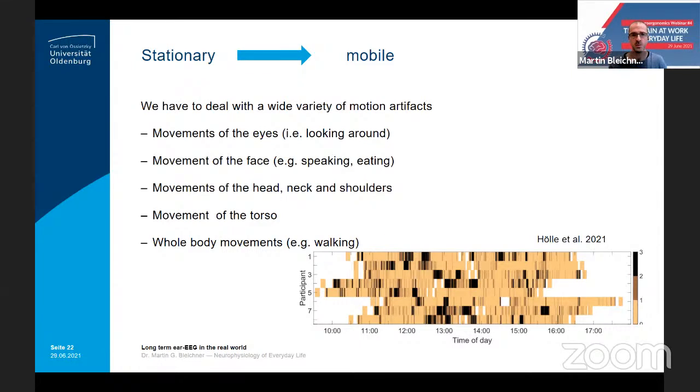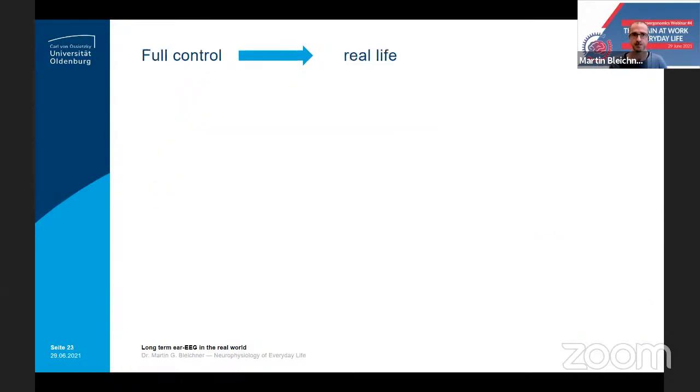So what we need to focus on, I think, is artifacts originating from face or head movements, from neck muscles when we tense up, when we get stressed, and so on. Furthermore, the second transition is that in the lab, we have full control over everything, as we have already heard. The lighting, the stimuli we present, exactly what we want and when we want to do it. We have perfect timing control over everything. And this is extremely important for many studies, especially if you do ERP studies.